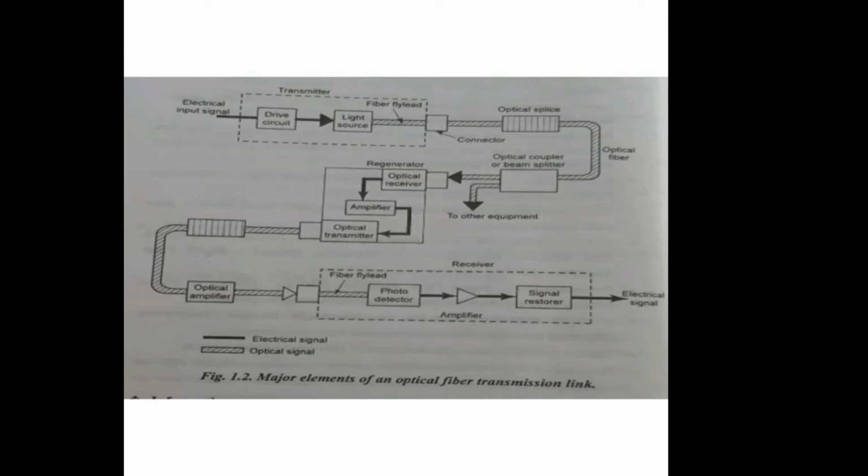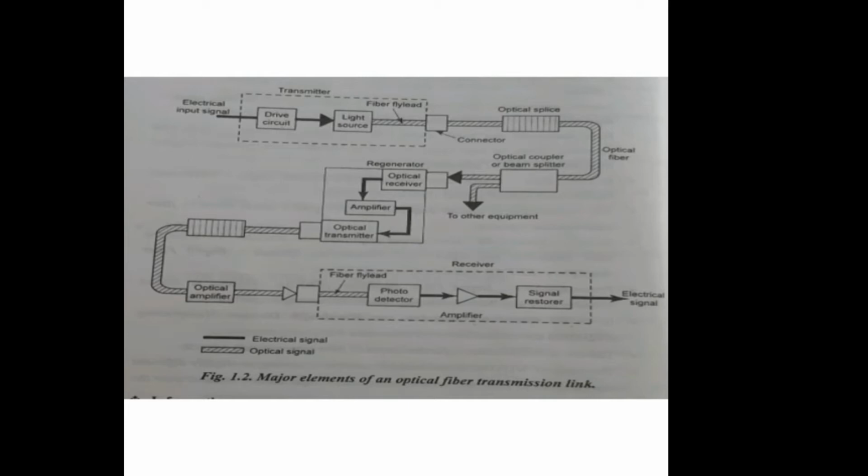Okay. So we can see one by one. First, the input signal is the electrical signal. So listen, students, listen here. Here all the dashed lines are the electrical signals and the zebra lines are the optical signals. See the diagram, all the dashed lines are the electrical signal and all the zebra lines are the optical signal.